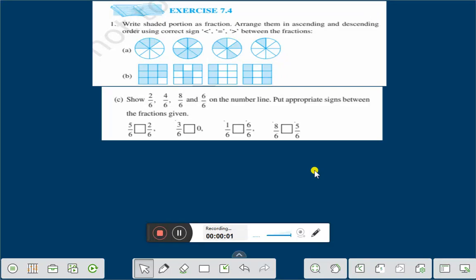Hello friends, today we shall discuss exercise 7.4, question number 1. Write the shaded portion as a fraction, arrange them in ascending and descending order using the correct sign: is less than, is equal to, is greater than between the fractions. Right? Let us solve question number 1a.